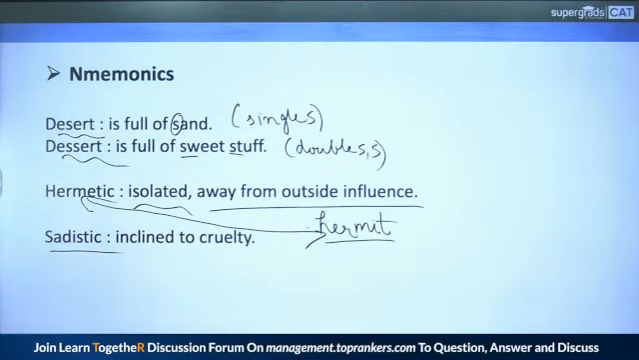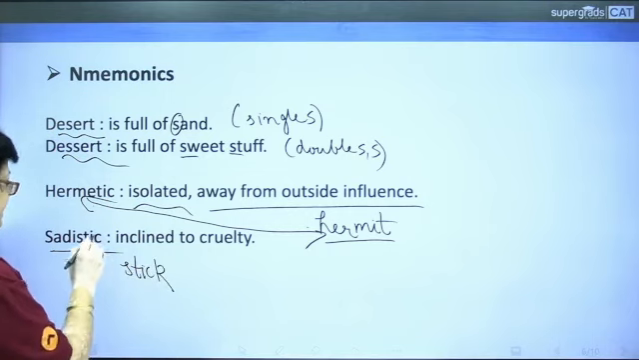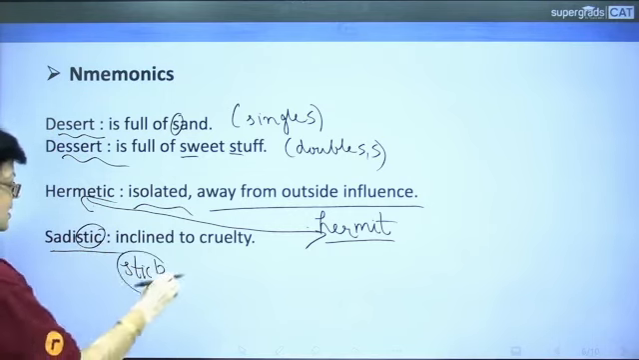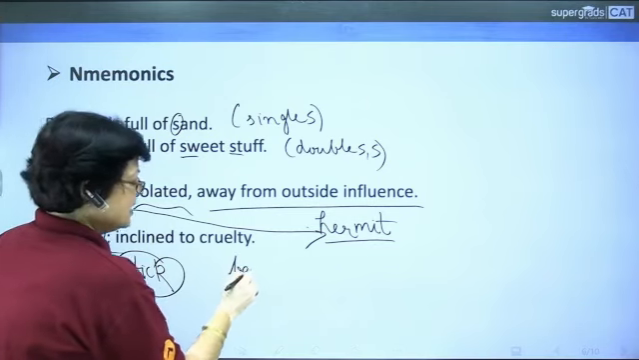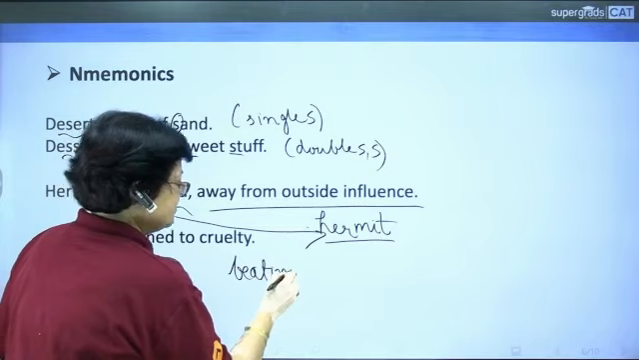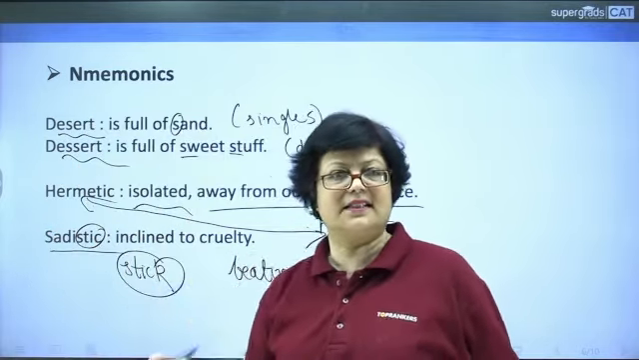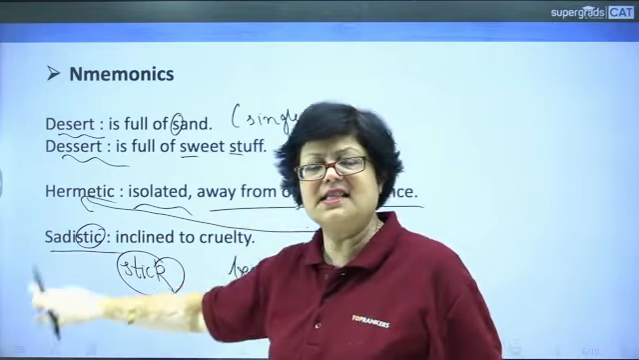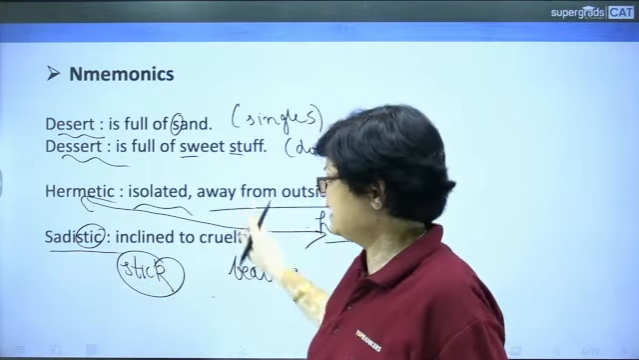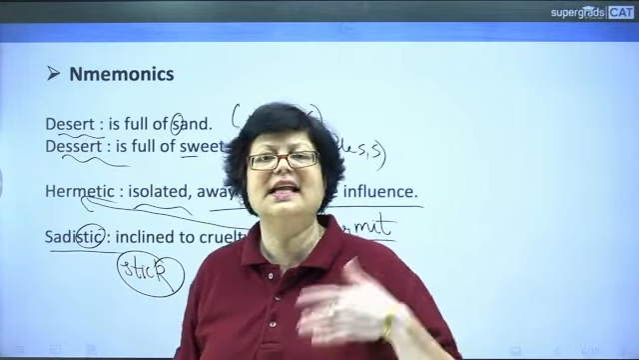What you have to visualize is that this person who is a sadistic has a stick in his hand. Okay, how I have made this: from this stick has come sadistic, chadi or lakdi. And he loves beating them. He loves hitting the other people. He beats them, he hits them, and then he is happy. He is happy in beating the others, right? So in this way, you get the connotation that he has a stick, he beats the others, and he is happy. So by inflicting cruelty on others, he becomes happy. So he's a sadistic person.